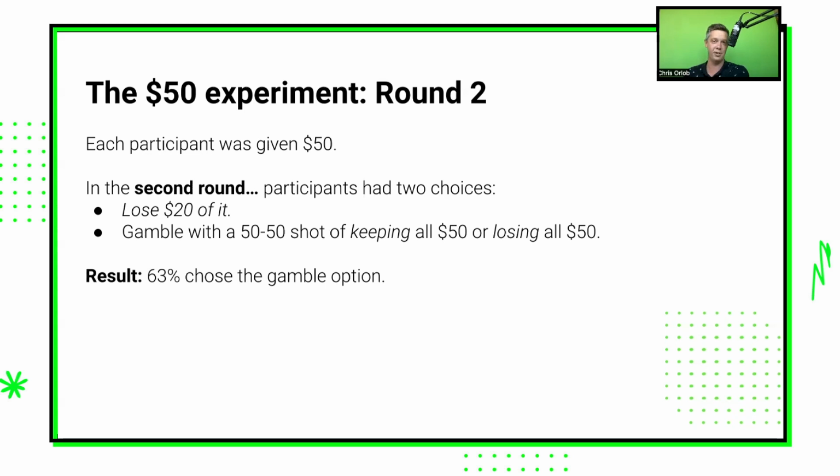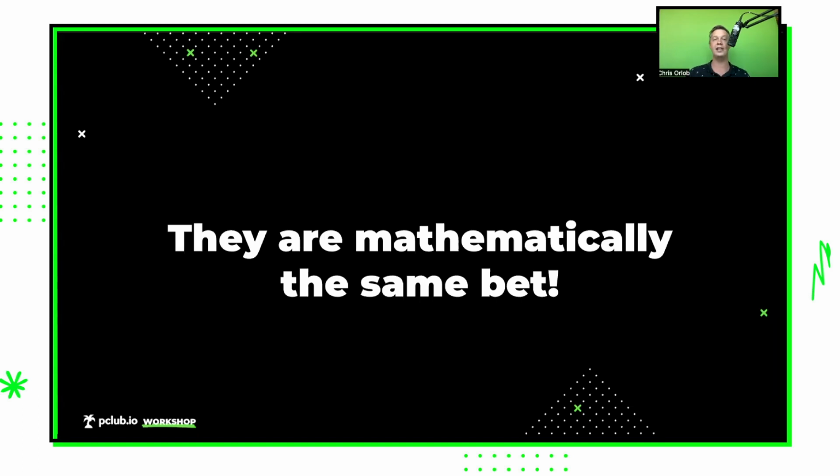More than half of people chose the gamble option in this one, and less than half chose it in round 1. Now here's the catch: these were the same things. These were mathematically the same bet. In both scenarios, you had an option to keep $30 of the 50, or you can gamble all or nothing. The only thing that was different was the language. The first one said you can keep 30 of the 50. The second one said you can lose 20 of the 50. That's the only difference between these.